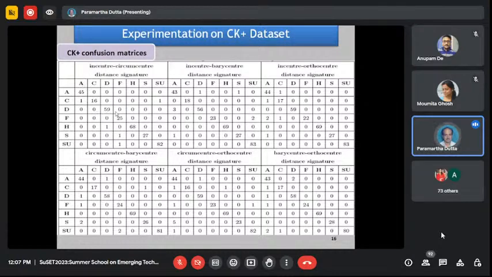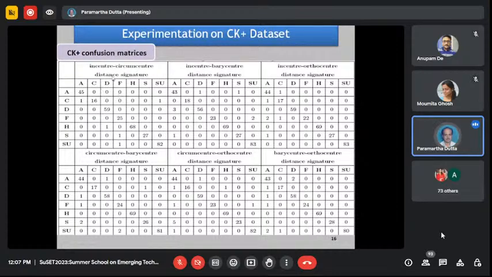A particular cell represents that if the actual expression is, say, D, but it is classified as A, that is reflected here. If the actual expression is, say, fear, and it is classified as disgust, D, then it is represented here. So different cells in this matrix represent the observed one and the actual one. This is called a confusion matrix.